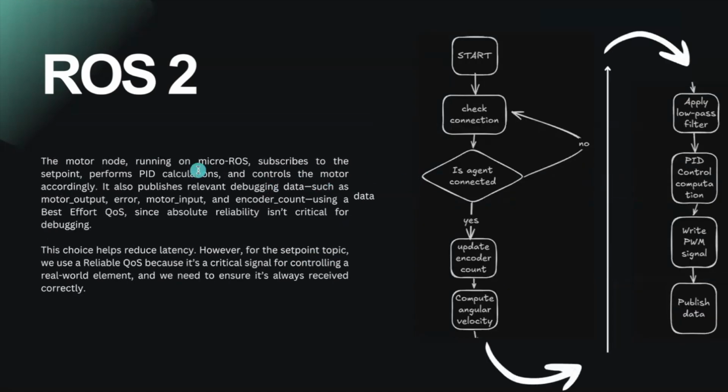On the controller node, we have a micro-ROS node running on an ESP32. This node subscribes to the setpoint topic, performs the PID calculation, and controls the motor accordingly. We also publish relevant debugging data, such as model output, error, and model input, and all of this using a best effort quality of service, since absolute reliability isn't critical for the debugging tasks. On the other hand, we have a reliable quality of service in our setpoint topic, because it's critical for us when controlling a real-world element, because we need to ensure it's always received correctly.